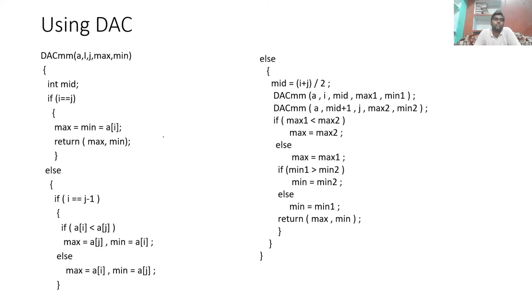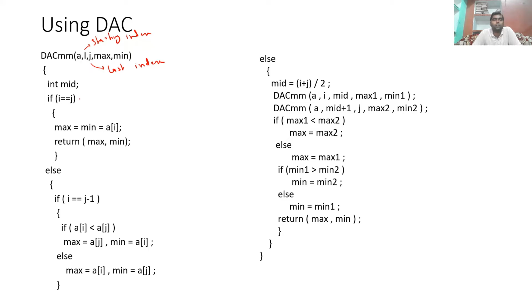Okay, so this is the divide and conquer strategy. So what we are doing, firstly, this i is the initial index and j is the last index. So this i is the starting index, and this j is the last index of the array. Okay, so initially we are taking mid as an integer element.